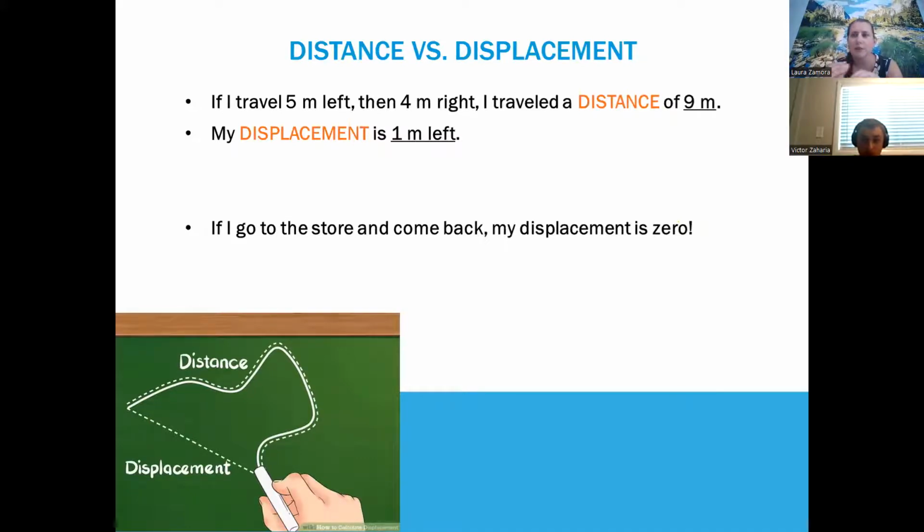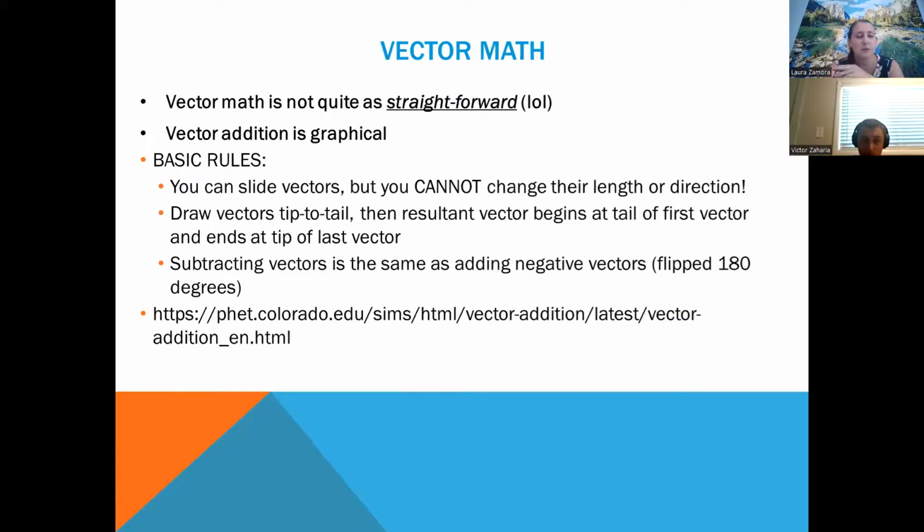Okay. Vector math can be a little bit weird to remember. Okay. So when we're dealing with vector math, it's not as straightforward. Lol.